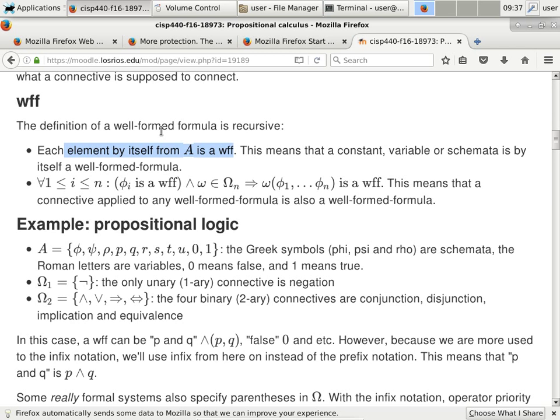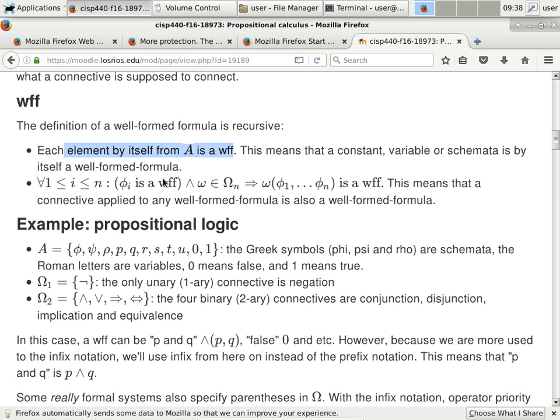Okay, so let's say you choose this to be your alpha. And then in your omega, you choose the usual operators: and, or, dot, implies, and equivalent to. So now what we are saying is, if you take any element out of alpha, all by itself, it is already a well-formed formula. That's the smallest unit of well-formed formula that you can make. Is that okay? All right.